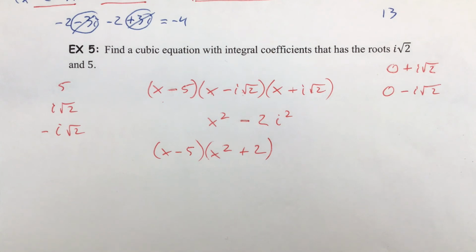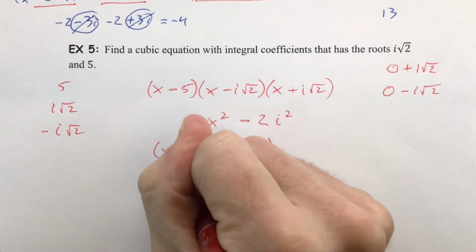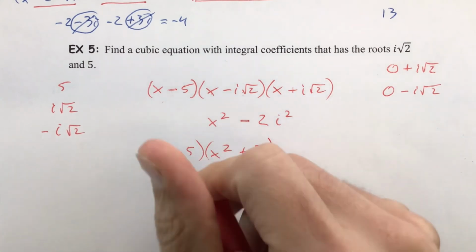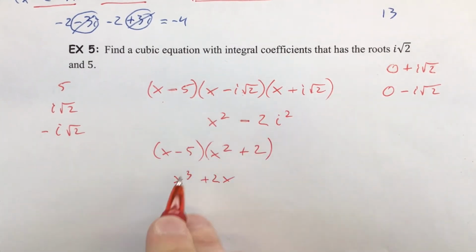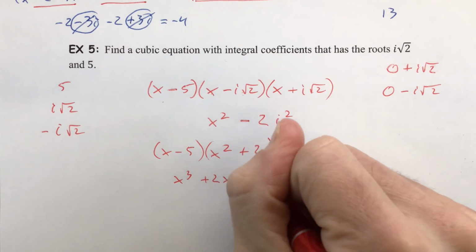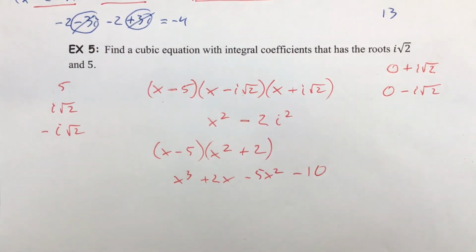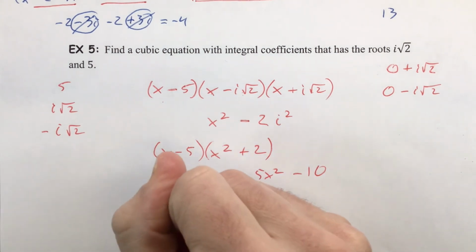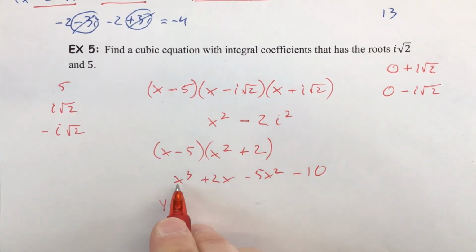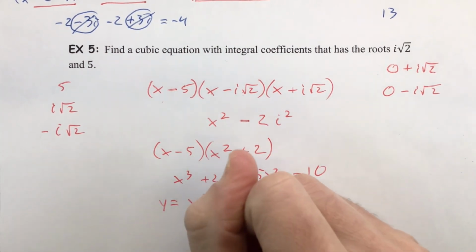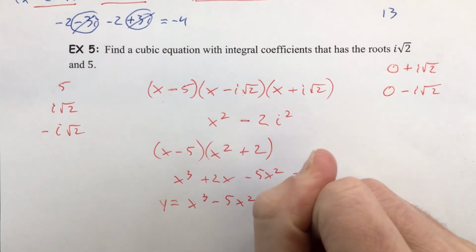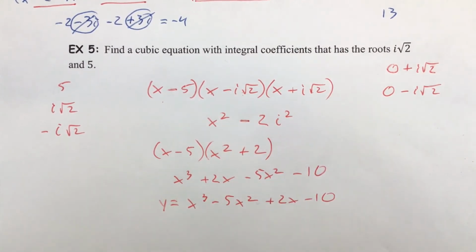And from here, we can do our regular distribution. We've got x times x squared. We've got x times 2. Negative 5 times x squared. And negative 5 times 2. And if we slightly reorganize this, we can get it in standard form. We've got y equals x cubed. We're going to move that forward. And that's it.